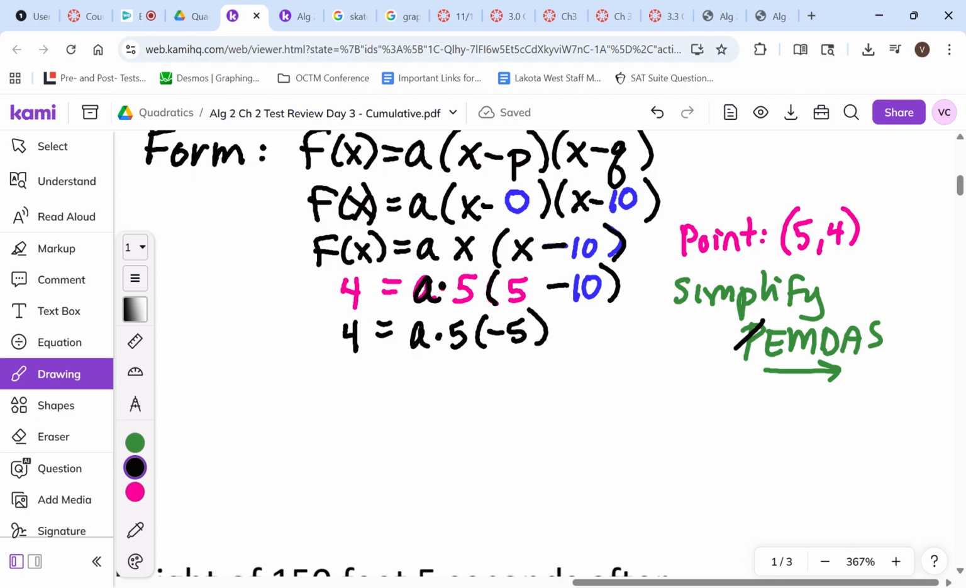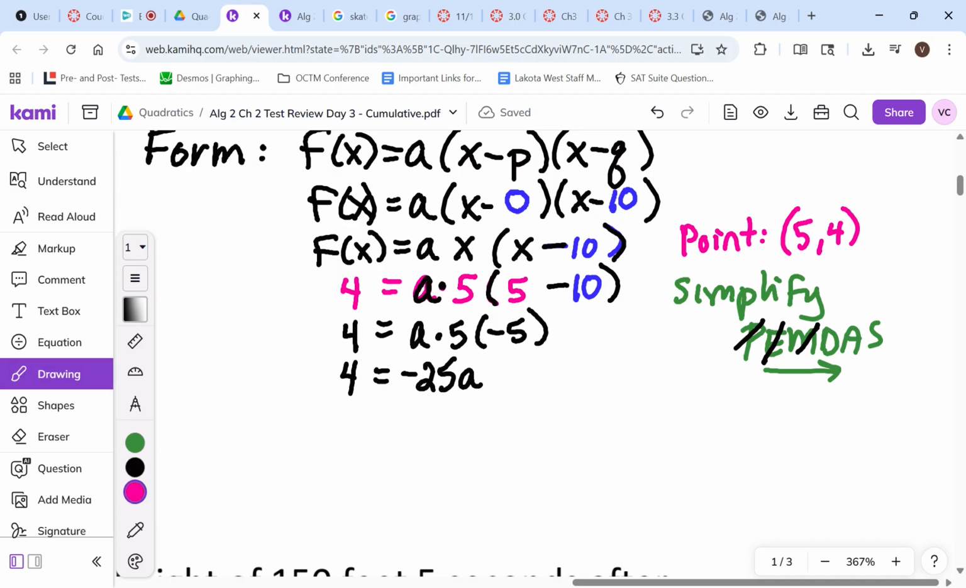Then we're going to do exponents. There aren't any. We're going to do multiplication division. And there's a few multiplication steps. So over here, I'm going to multiply the 5 and the -5 and multiply that by a. So I get -25a. So I use multiplication. And then from there, there's no more to do, and it's simplified.